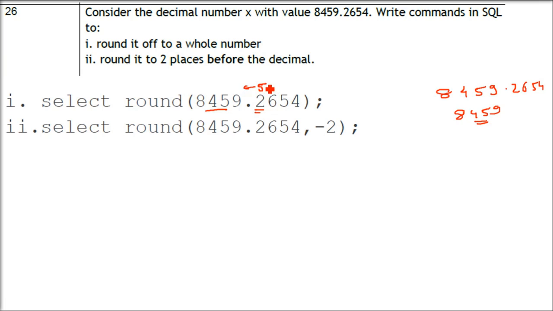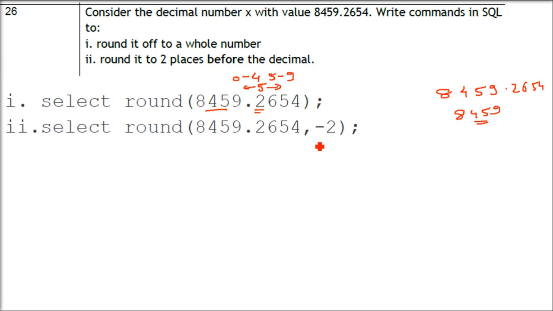That is 5 or more, then you will get 8460. If the value after the decimal is between 0 and 4, it will remain 8459. Otherwise, it will be 8460. Round it off 2 places before the decimal.